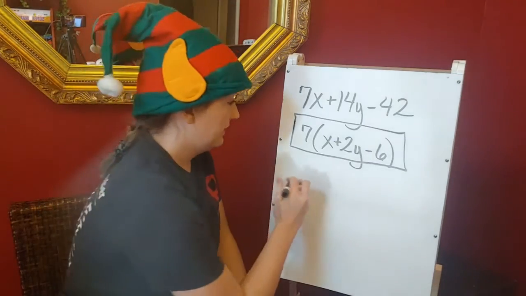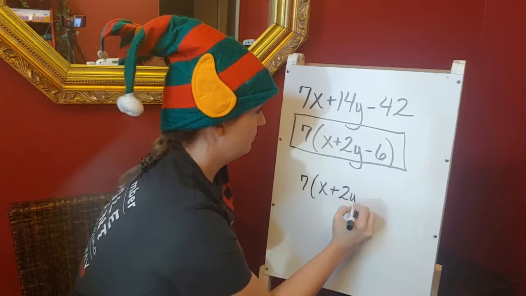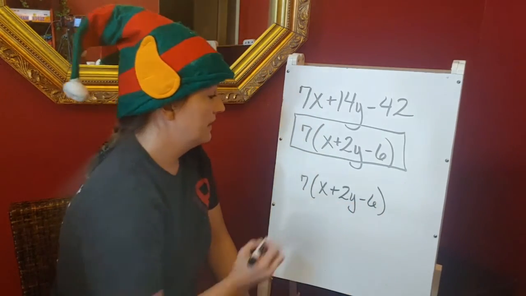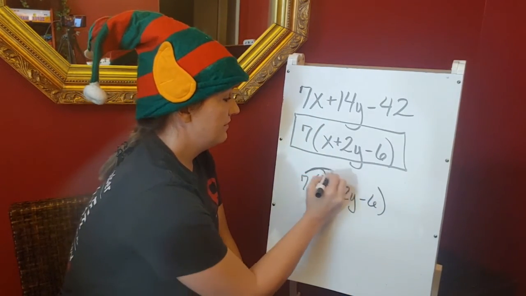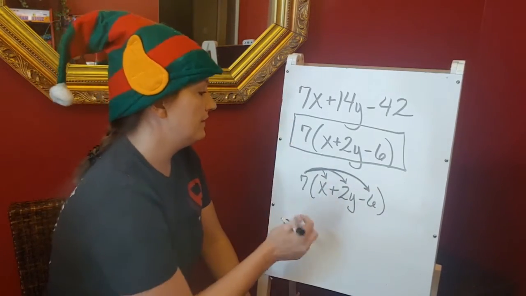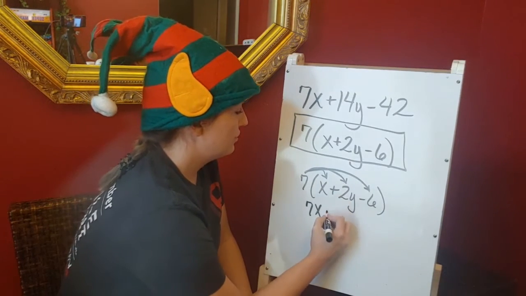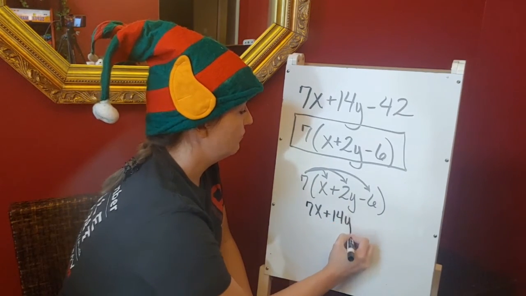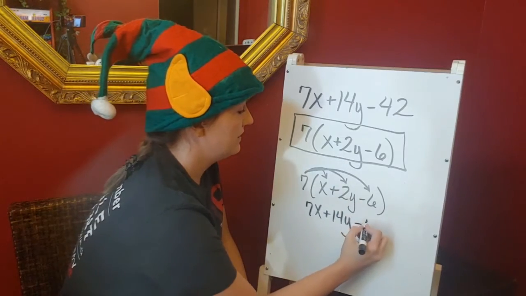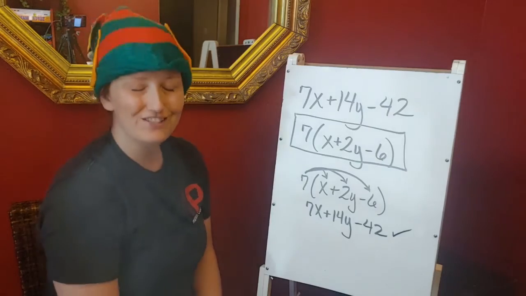Now again, I can check that. 7 times x plus 2y minus 6. I'm going to distribute this 7 all the way through my parentheses to make sure that I factored it correctly. 7 times x is 7x, 7 times 2y is 14y, and 7 times negative 6 is 42. And so it checks out.